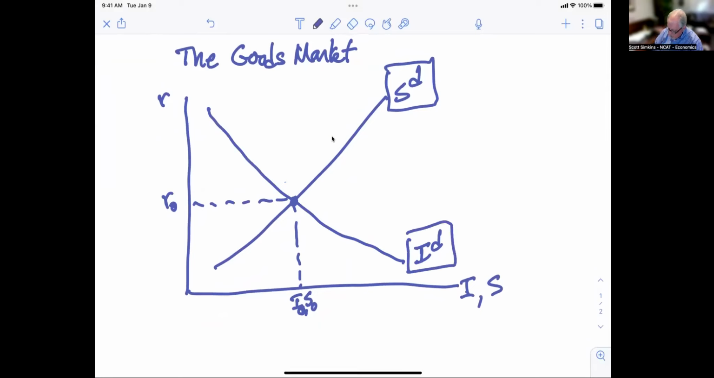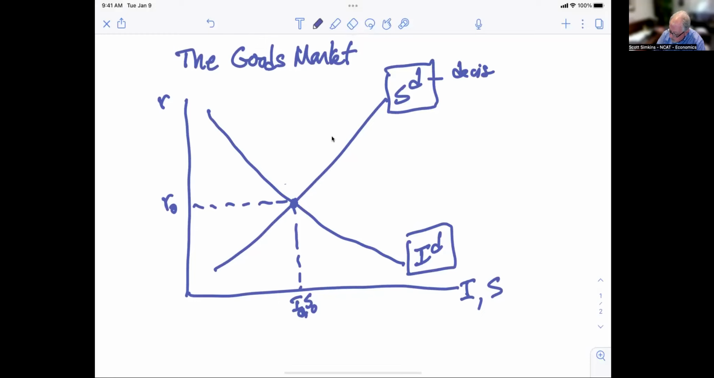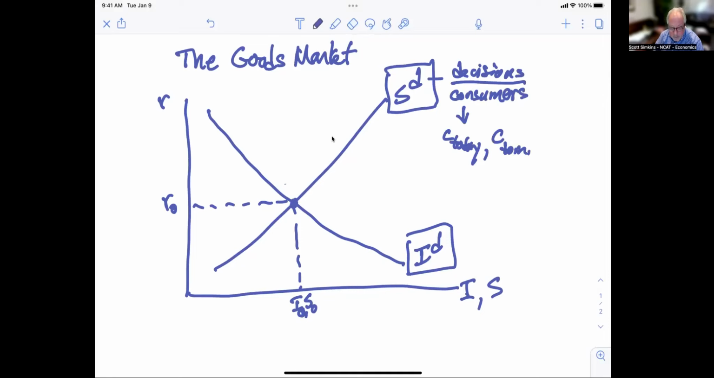All right. So each one of these curves represents decisions. And it's important for you to understand that and think about that. So these are consumers, right, making decisions here. And they're making decisions about consumption today versus consumption tomorrow. So anything that they're not consuming today is saving out of their income. So this desired saving curve is a representation of consumer behavior.